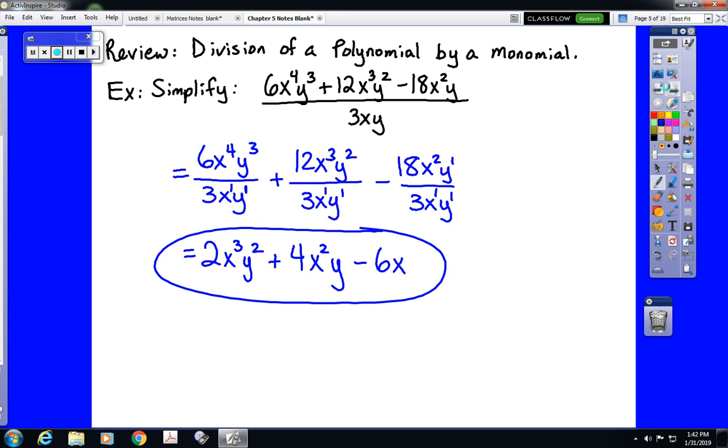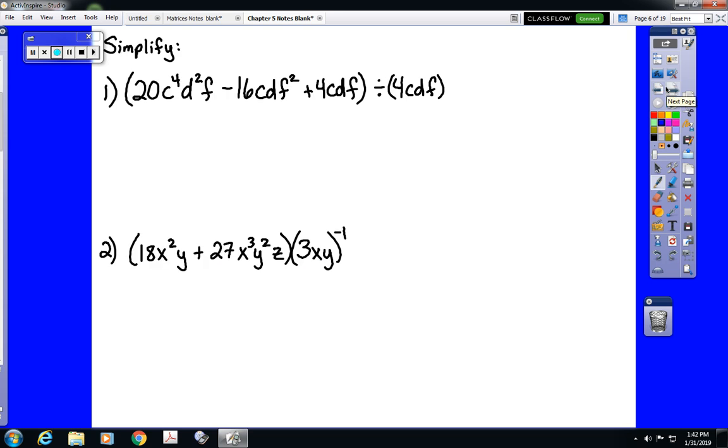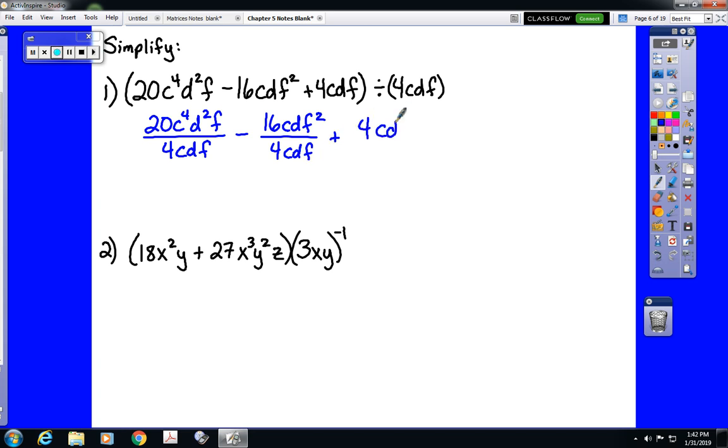Let's look at a couple more examples. Now in the process here, we're going to have a couple of different notations that might come up. So number 1 has the second type of notation where we show the polynomial being divided by the monomial using a division symbol. Doesn't change anything. We still do it exactly the same way. So we rewrite each monomial term over our divisor. So 20c to the fourth d squared f divided by 4cdf, minus 16cdf squared divided by 4cdf, plus 4cdf over 4cdf.